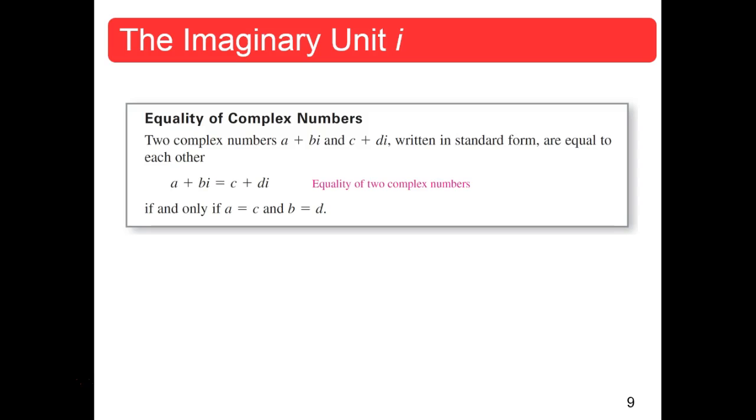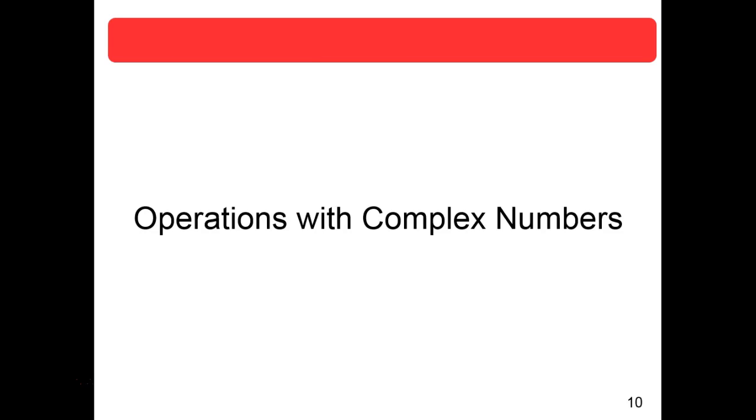So 7 plus 3i is not the same as 3 plus 7i. Definitely not the same. 3 plus 7i would be the same as 6 halves plus 21 thirds i, because those are the same values. A is equal to C and B is equal to D. Who would want to write them that way? I don't know.